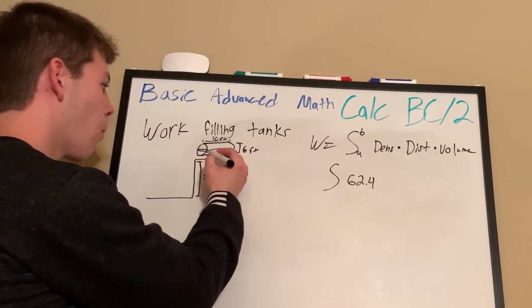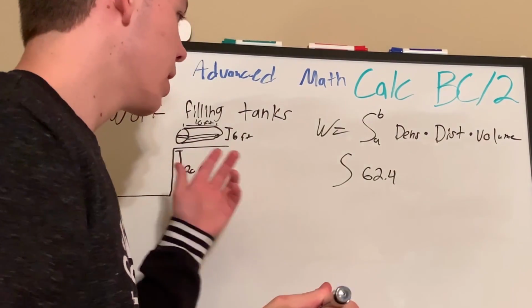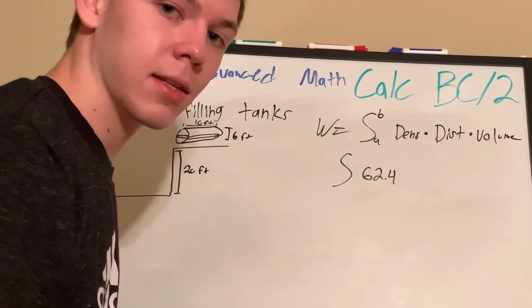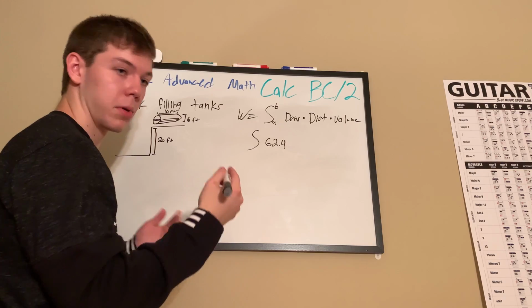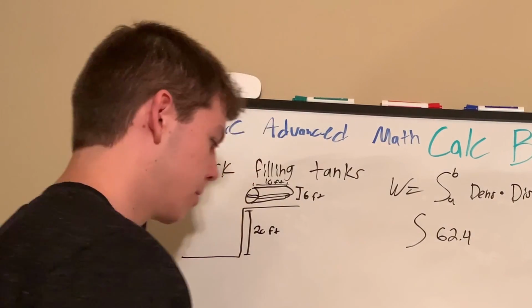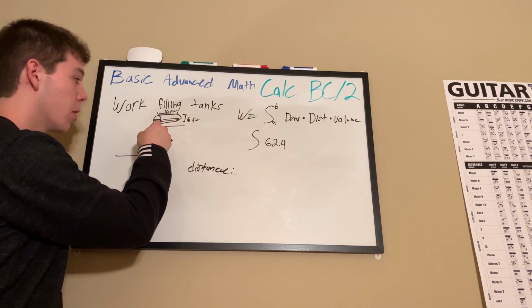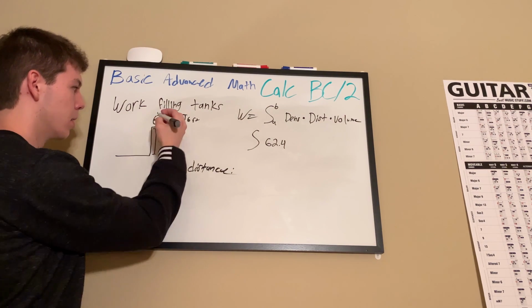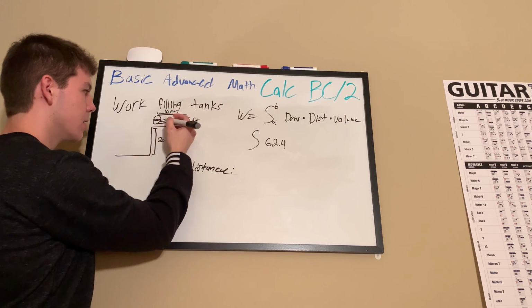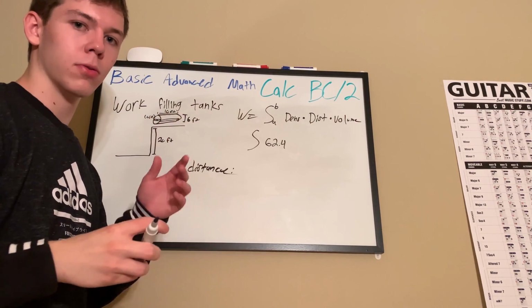So because this changes as we go up and down, there's going to be a variable in the formula for the distance. However, it's still not going to be difficult to find once we know what we're doing. So here's what we're going to do. We've got the distance. We're pumping it 20 feet up plus wherever we're at in this. So we're going to say that the center is going to be 0, 0.